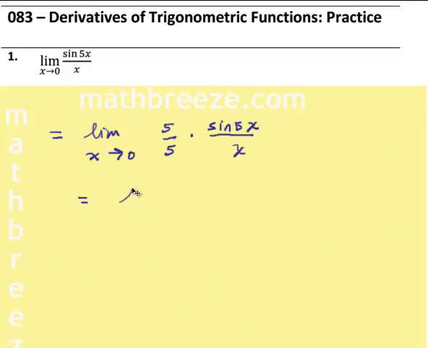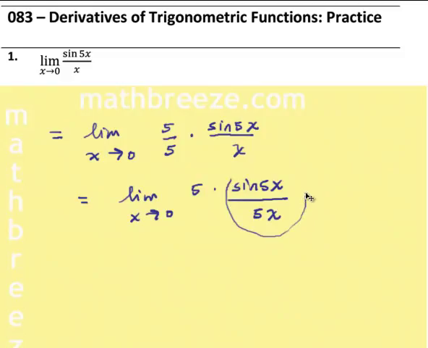And we know that the limit as x goes to 0 of sine 5x over 5x, in other words, this part, we're familiar with this limit, and this goes to 1. So this limit must go to 5.